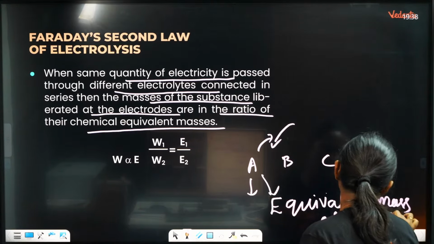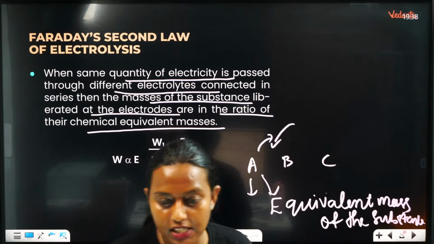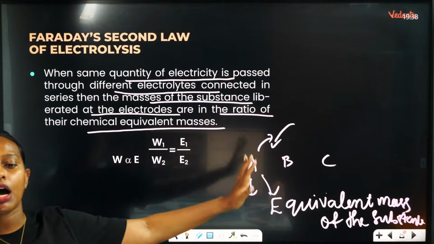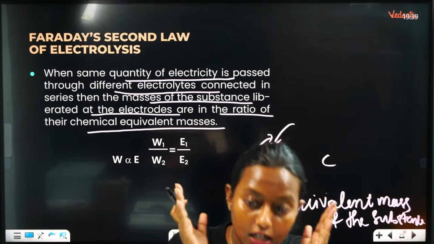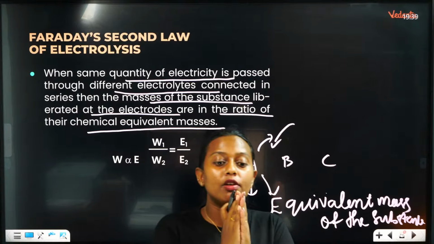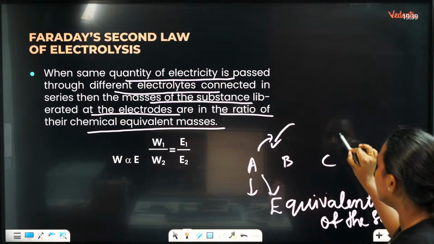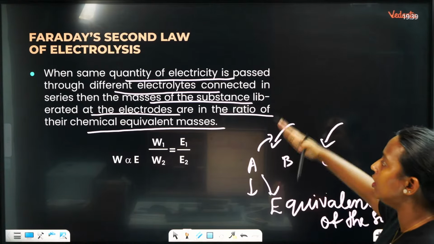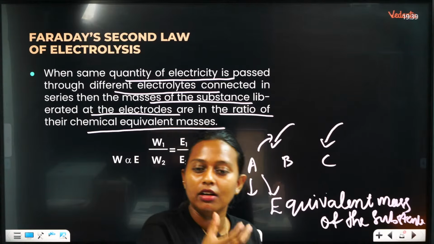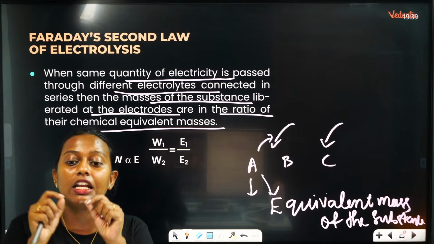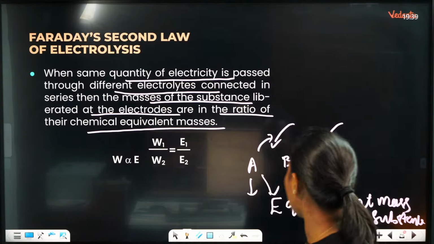Clear? Is it clear? So it is directly proportional to the equivalent mass of the substance. The quantity of charge is the same. So then what will happen? The liberated or deposited amount of substance is directly proportional to the equivalent mass of the substance. Is it clear?